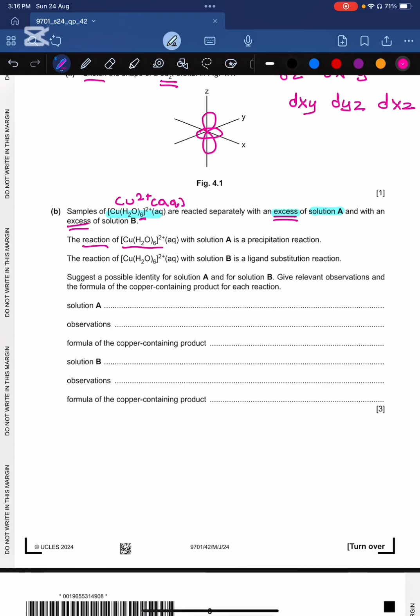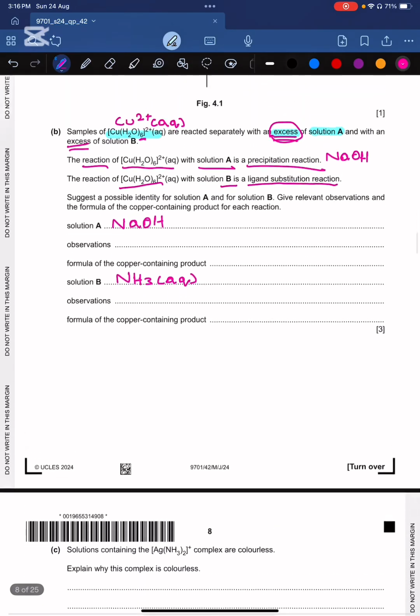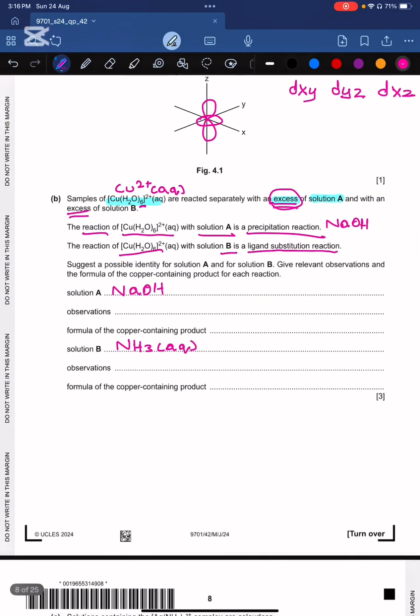So the reaction of Cu2+ aqueous with solution A, which is in excess, is a precipitation reaction. You should have this at your fingertips: this is the reaction of aqueous sodium hydroxide with Cu2+ aqueous. So I already know this is NaOH. Now the reaction of this with solution B is a ligand substitution reaction. This is simple: it is aqueous ammonia, an excess of aqueous ammonia. You could also write this as an excess of concentrated hydrochloric acid. It's the same thing. So, suggest a possible identity for solution A and for solution B.